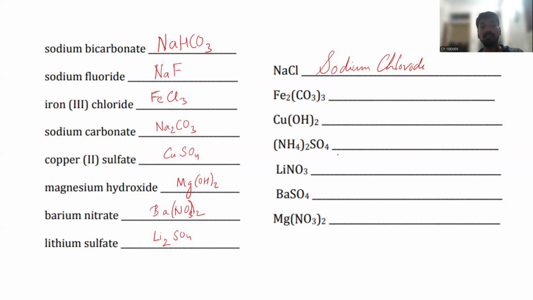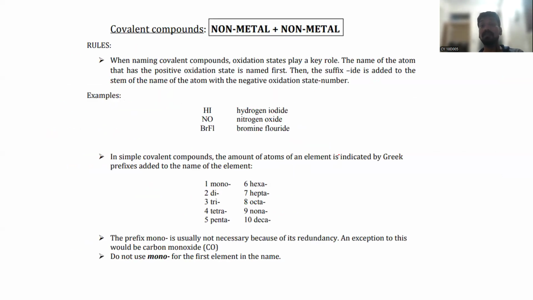Next, we are going to see how to name covalent compounds. We already discussed that covalent compounds are non-metal combinations. So if there are 2 non-metals present, then it is a covalent compound. For naming covalent compounds, oxidation states play a crucial role. The element with the positive oxidation state is named first, and then the suffix IDE is used for the negative oxidation state.